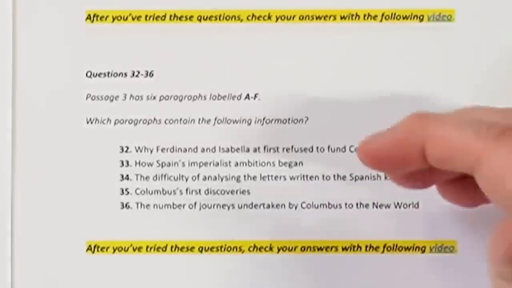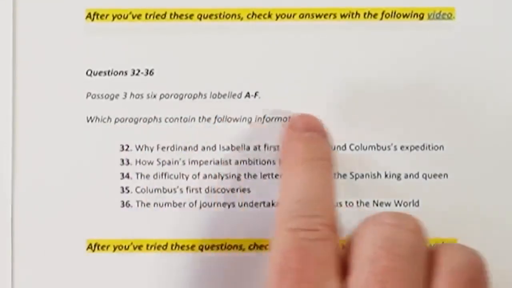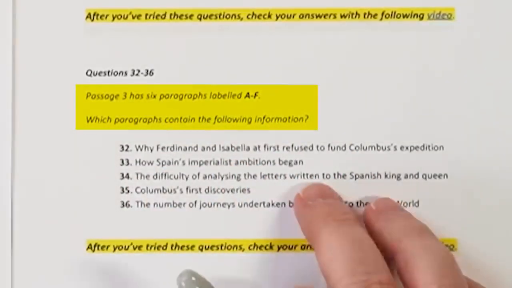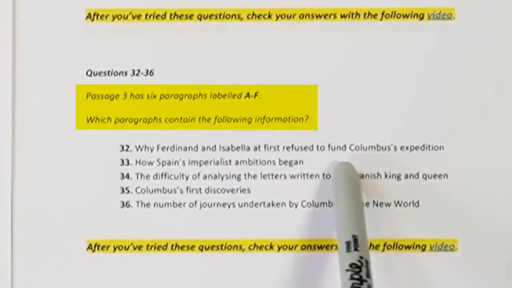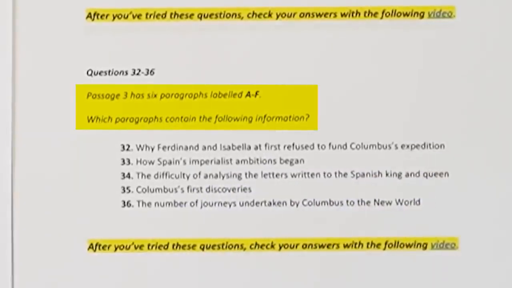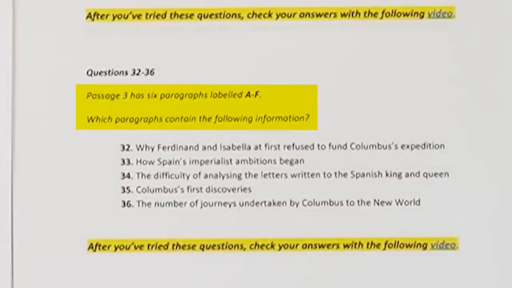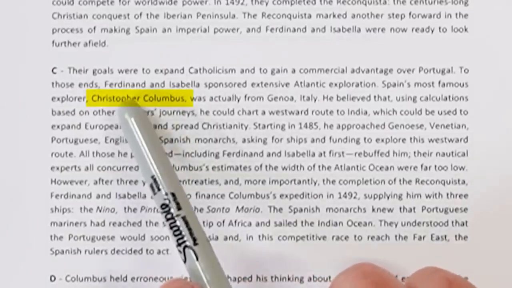Now we're going to match information. First thing we're going to do is read the instructions. Passage 3 has A to F. Yes, it does. Which paragraphs contain this information? Why Ferdinand and Isabella at first refused to fund Columbus's expedition. So we need to find, scan for Ferdinand and Isabella and Columbus and their expedition. So Columbus is first mentioned here.